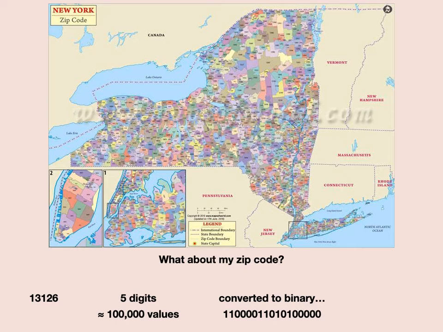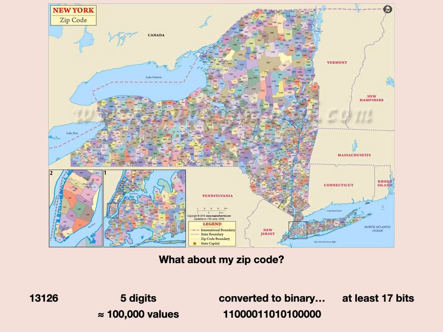It's the same as digits. It's just instead of maxing out at 9, it maxes out at 1. Just your little common sense lecture of this for the day. So, 17 bits. We need 17 bits to transmit your zip code.